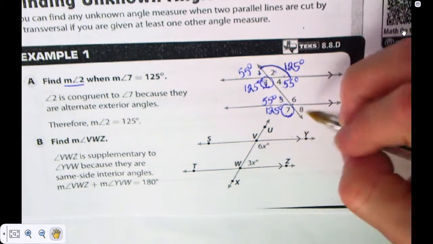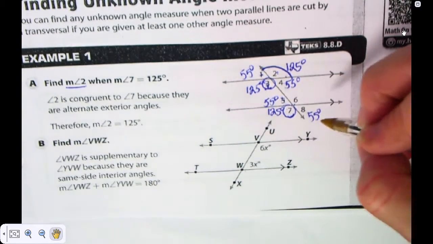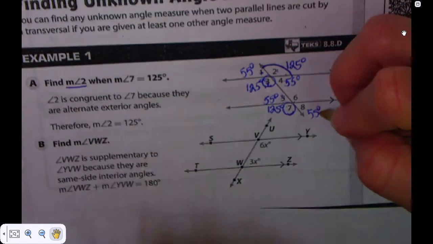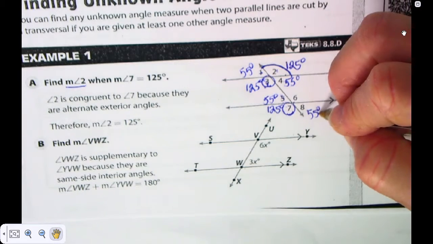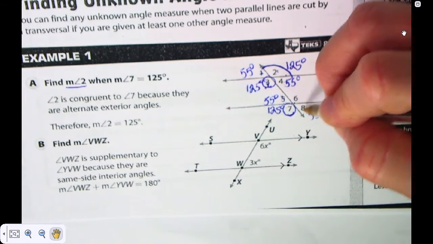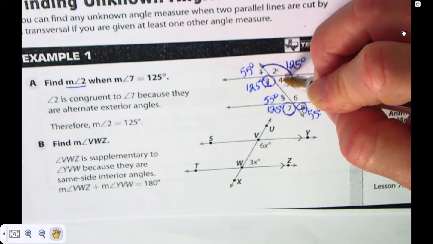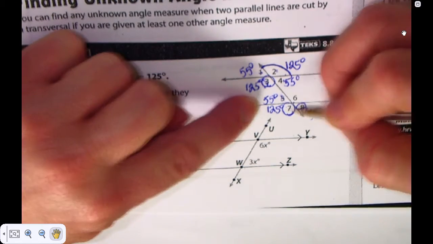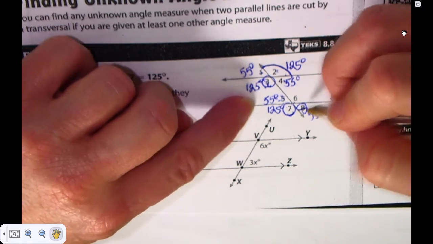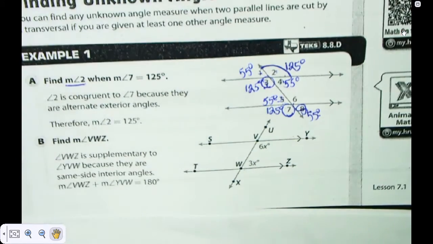Okay? Why is 8 55? No, without subtracting. Why do we know that 8 has to be 55? Somebody that hadn't done it. Madison. It corresponds to what? No, 8 corresponds to 4. Right? Oh, you mean vertical to 5. Yes, 5 and 8 are vertical. Okay, but 8 corresponds to which one, everybody? 4. 8 and 4 correspond. Good job.